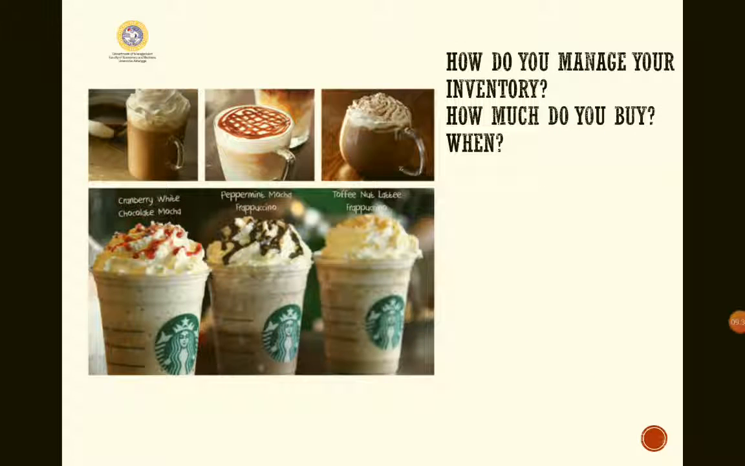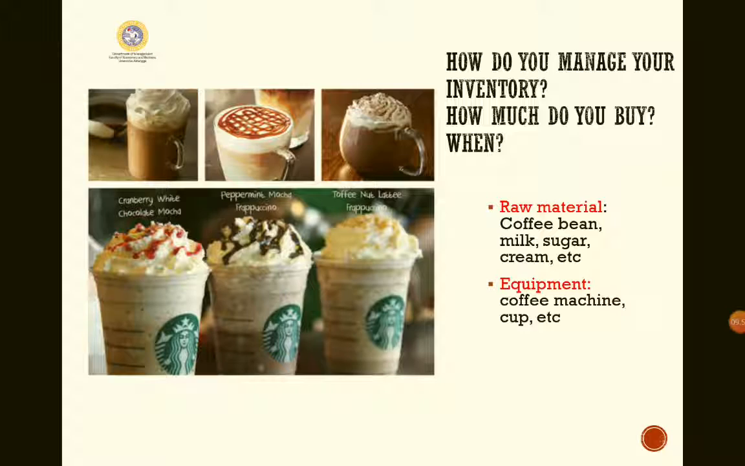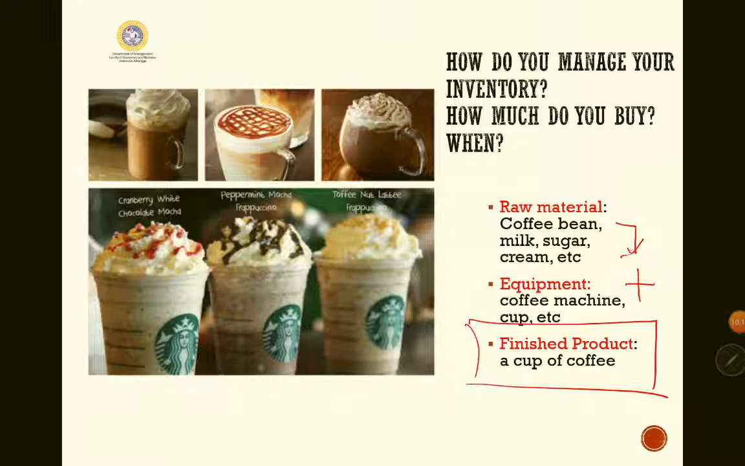Okay, so how do you manage your inventory, and how much do you buy and when? This is an illustration that I brought to the slides. Imagine Starbucks coffee. What are their raw materials? They have coffee beans, milk, sugar, cream, and other raw materials. And the equipment itself: they have a coffee machine, cups, maybe straws. And in the end, all of these raw materials will become a finished product, a cup of coffee.